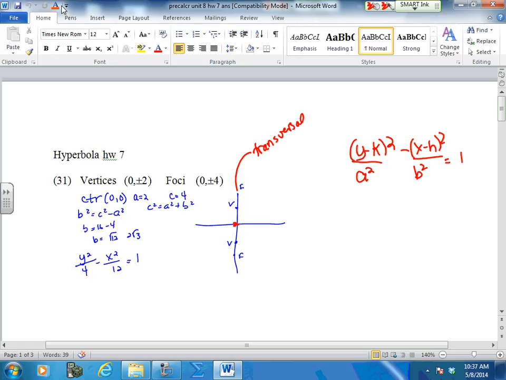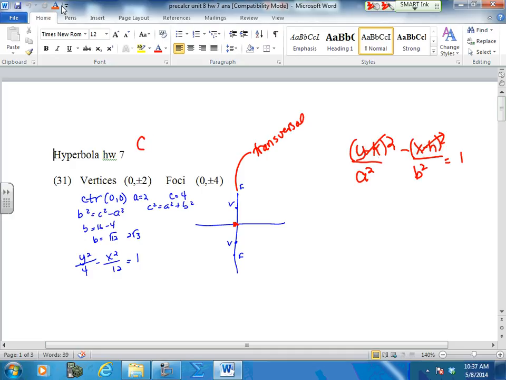Find the halfway mark between your vertices. Do the same with your foci. You could find the halfway mark between your foci also. You're at 0, 0. Now A, you get from the distance from your center to your vertex, and therefore A is 2. C is from your center to your foci. Therefore C is 4.